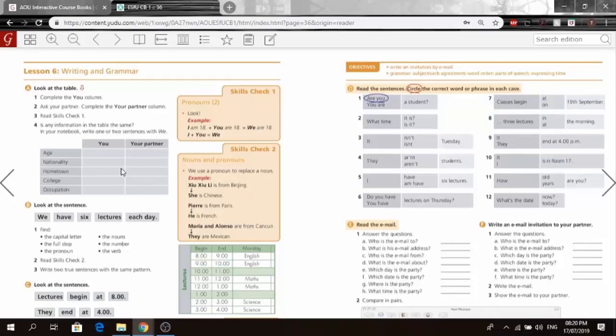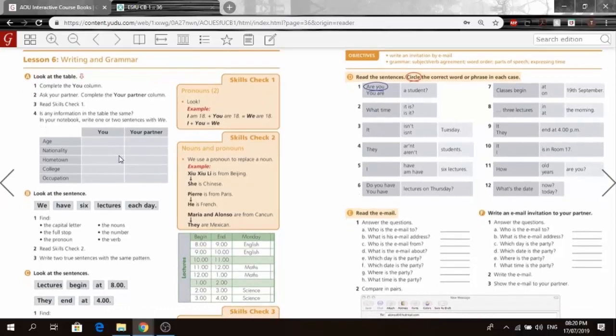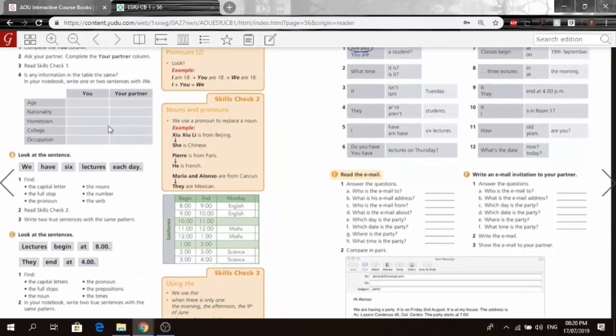Okay, so now let's try and write 1 or 2 sentences with we, right? So I could probably say the same one as this. We are 18, right? Because me and my partner are both 18. So we are 18. We study at Arab Open University. Okay? So also starts with we. These are the only 2 things that are in common throughout this whole column, okay? Like I said, answers can be different, so if you have different answers, that's totally fine. Right. So let's move on now.